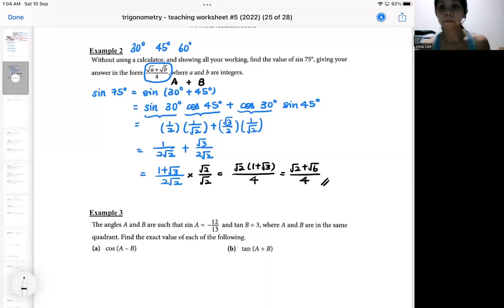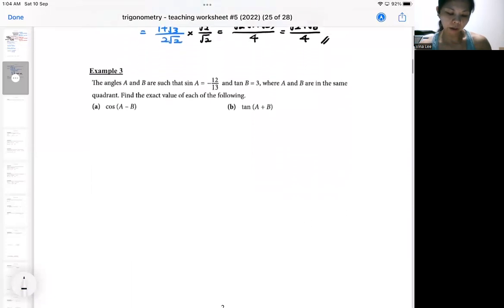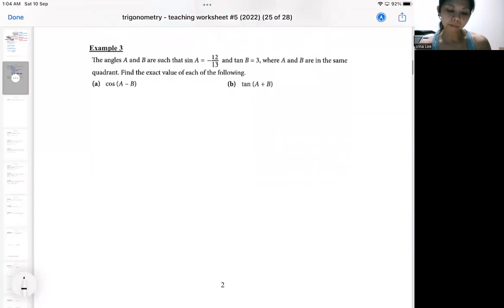So that's the answer. So that's how we incorporate the special angles into the addition formula. Like I mentioned, you also got to be doing the triangle method. That's where all your ASTC will come in. For this question, we are given a sine A and a tangent B, and we are told that both are in the same quadrant. So you got to think carefully about the quadrant first.